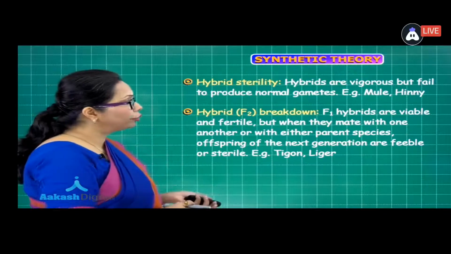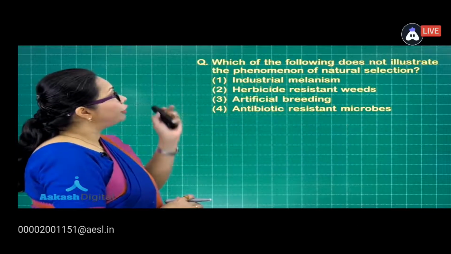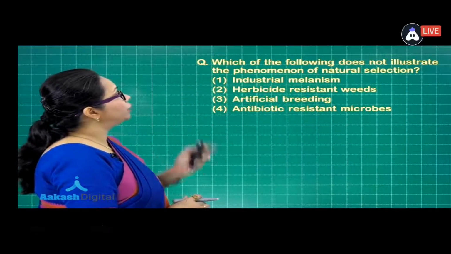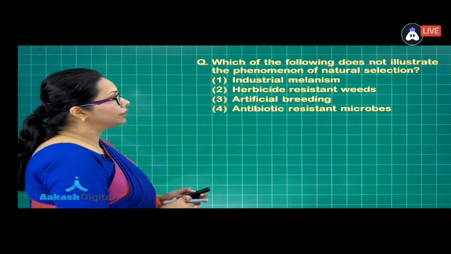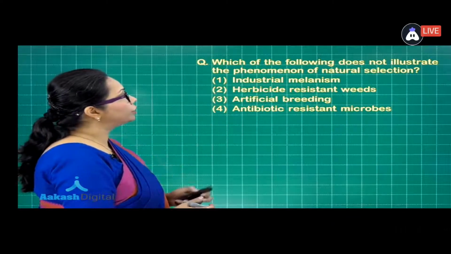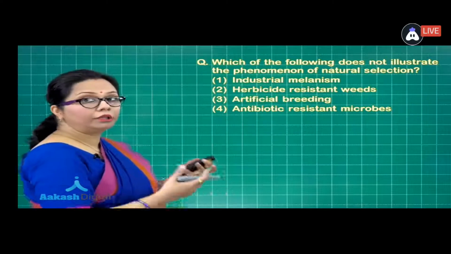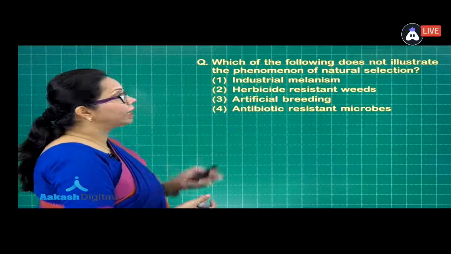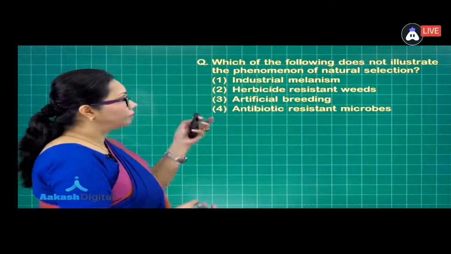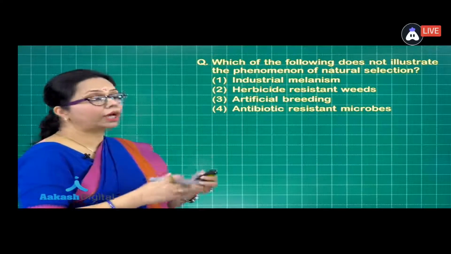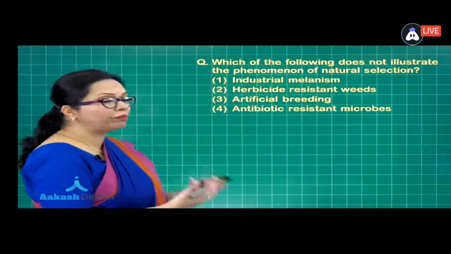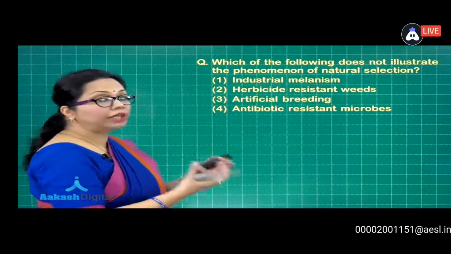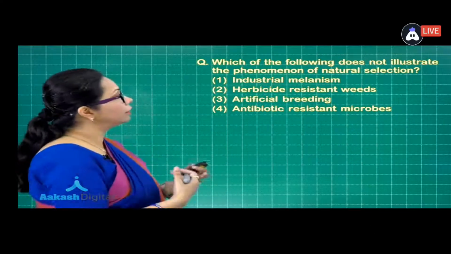Now let us take a few questions. Which of the following does not illustrate the phenomena of natural selection? So industrial melanism, certainly the peppered moths that we had discussed. Herbicide resistant weeds, that is certainly that when we use these chemicals, then the selection would be for resistant varieties.